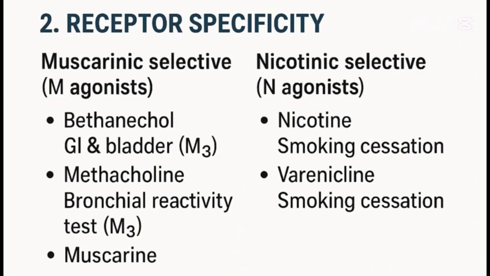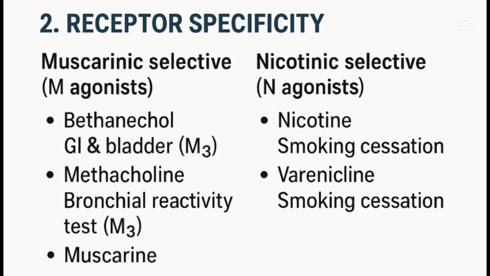Now when you remember BMM, don't forget, BMM is Bethanechol, Methacholine, and Muscarine. So these three drugs are specific to the M receptor, so they bind majorly to the muscarinic receptor, while the rest bind to both nicotinic and muscarinic receptors, don't forget.